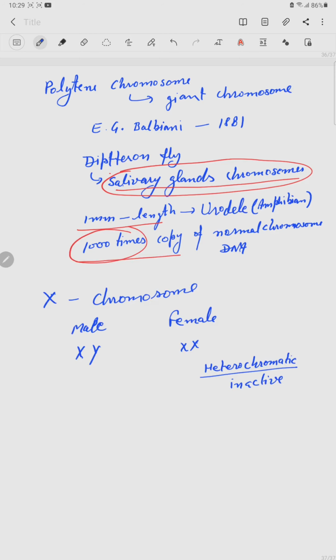X chromosome in case of human being, male having XY composition and female having two X chromosomes. One X chromosome in female is heterochromatic, that is inactive.